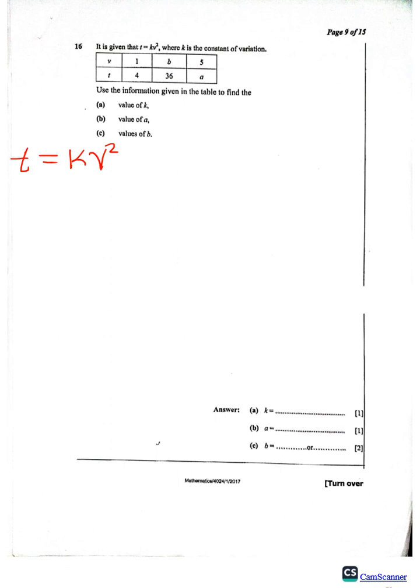So we are going to find the value of k. We are going to look at the first column. In the first column, our v is equal to 1 and our t is equal to 4. So where there is t, we substitute with 4. k is what we are solving, and v is 1, that is 1 squared. So if we proceed, 1 times 1 is 1 times k. So k is equal to 4.